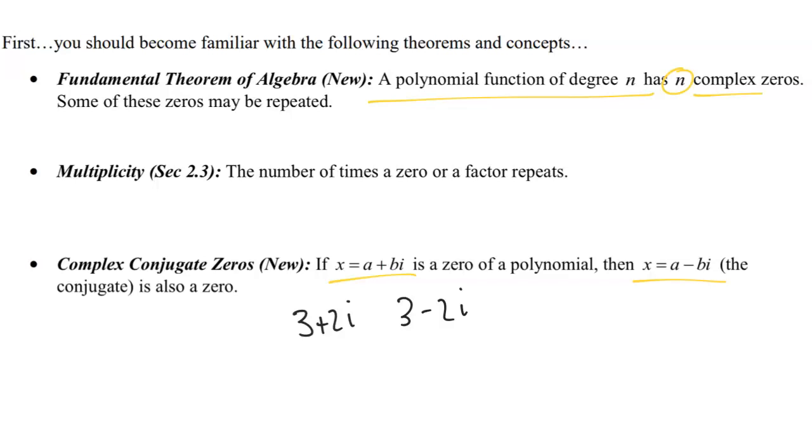So these imaginary zeros have to come in pairs. Real zeros don't have to do that. If 2 is a zero, negative 2 does not have to be a zero. But imaginary zeros have to come in pairs, and they always come in conjugate pairs.